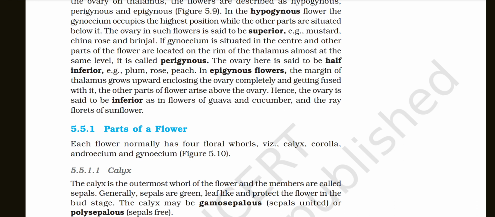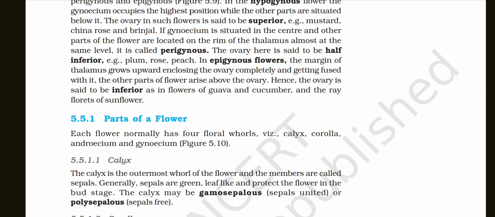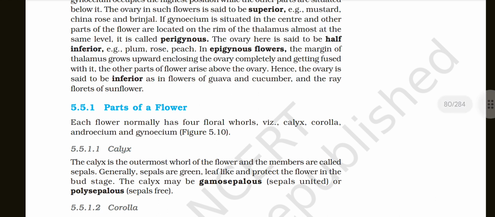In perigynous flowers, if the gynoecium is situated in the center and the other parts of the flower are located on the rim of the thalamus almost at the same level, it is called perigynous. The ovary is called half inferior, as in plum, rose, and peach. In epigynous flowers, the margin of the thalamus grows upward, enclosing the ovary completely and getting fused with it.